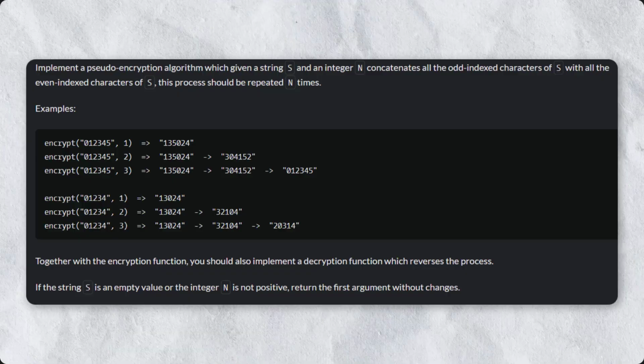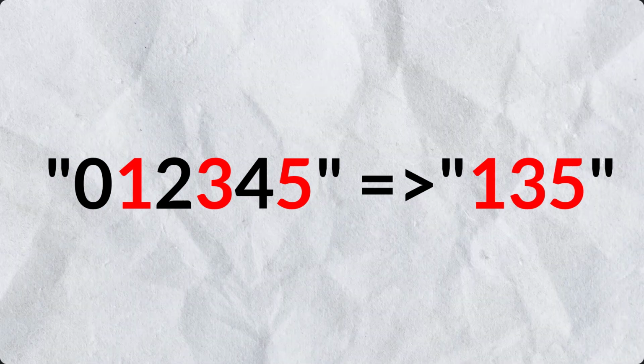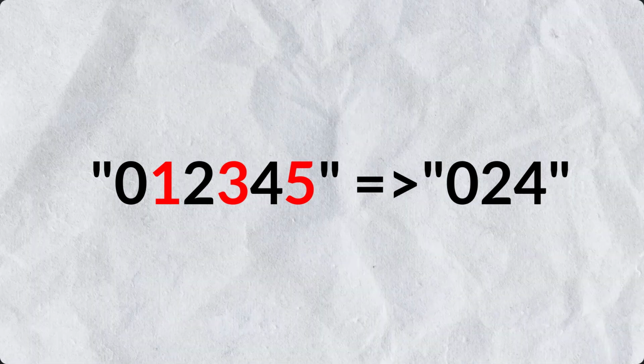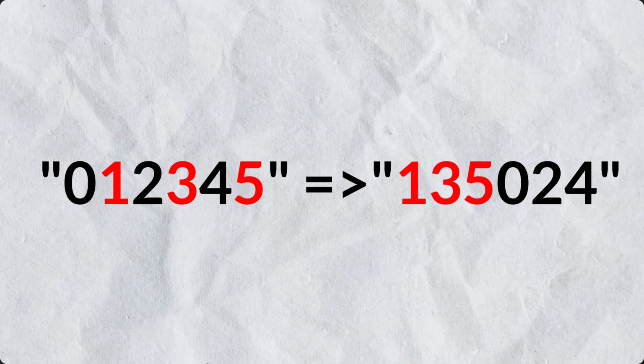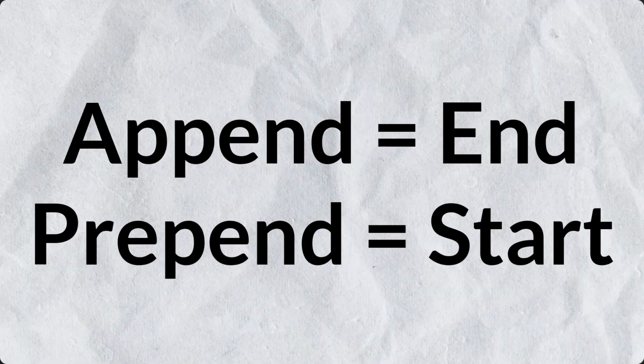First, today I solved a Codewars problem. The question was based on encryption. Let's suppose you have a string that is 0, 1, 2, 3, 4, 5. Then we have to extract the odd indexed characters from this string, like 1, 3, 5, as well as the even indexed characters, like 0, 2, 4, and now concatenate both strings where the odd indexed characters should be prepended while the even indexed characters should be appended. Append means end and prepend means first, and repeat this process n times according to the given number.